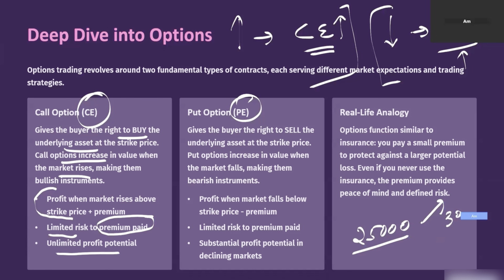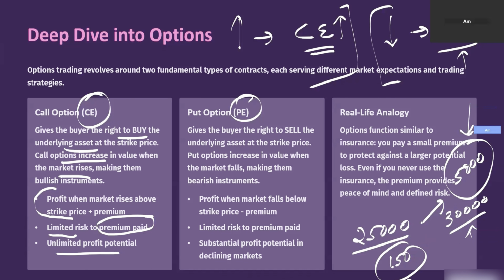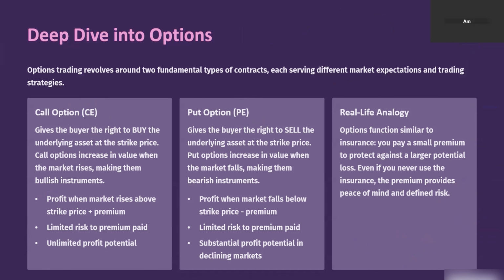For example, you are buying a 25,000 Nifty call option. If it moves to 30,000, it may not happen suddenly, but if it moves to 30,000, you will have a profit of 5,000. You might have paid a premium of 150. So in case you're losing, you will be losing this. But hypothetically, in case you're winning, you may win 30 times, 40 times, 50 times, 100 times, possible. I'm just talking about possibility.